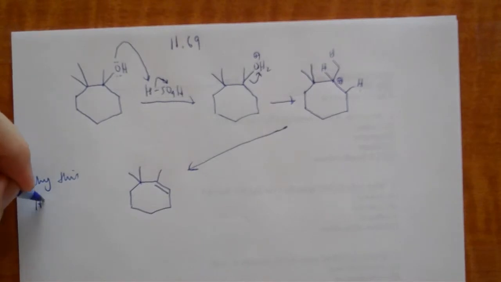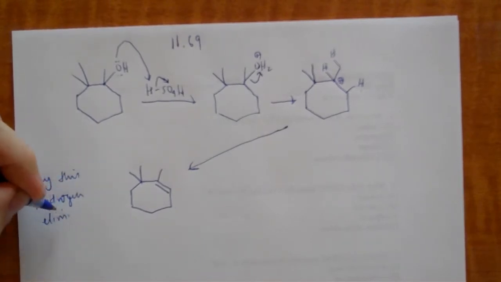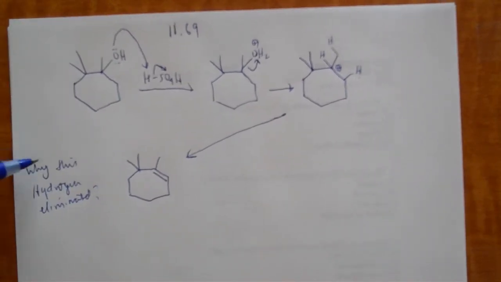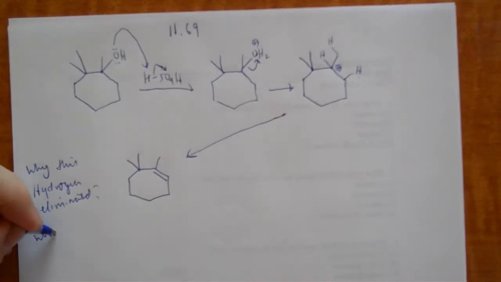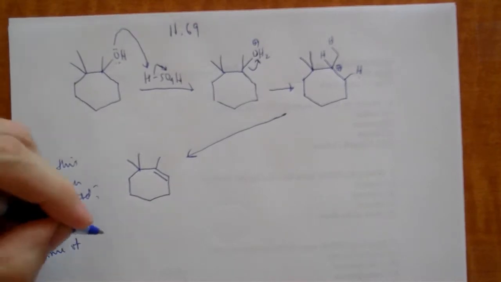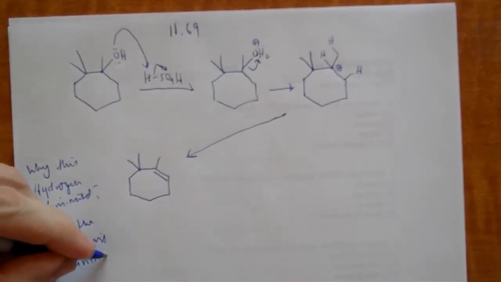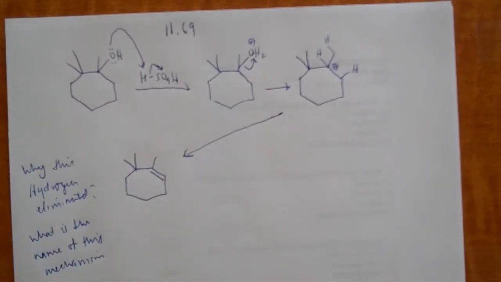We also know it would have to be that one because, write that, why this hydrogen eliminated. That's question number 1. Why is this hydrogen eliminated? The next question is, what is the name of this mechanism? Okay, the mechanism that gets to that. All right, that's my first point.